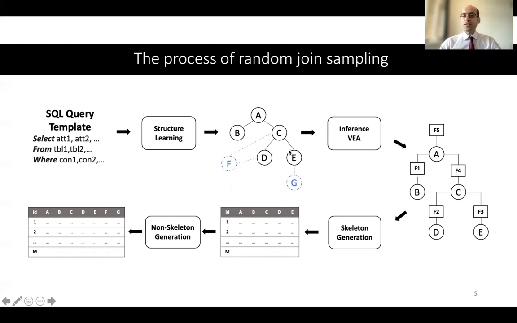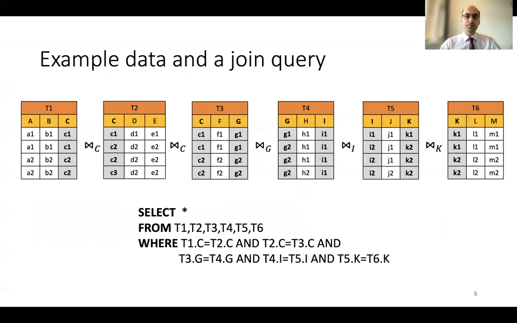Once we have created the graph, we start doing inference from the leaves to the root, and we calculate some statistics during this inference. And then once we reach the root, we start generating the samples from the root to the leaves. Once we have generated the sample for join attributes, we simply add the samples of non-join attributes to the main sample.